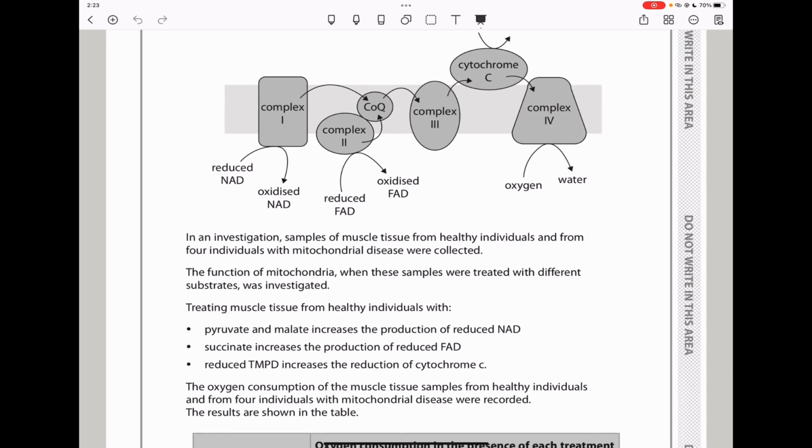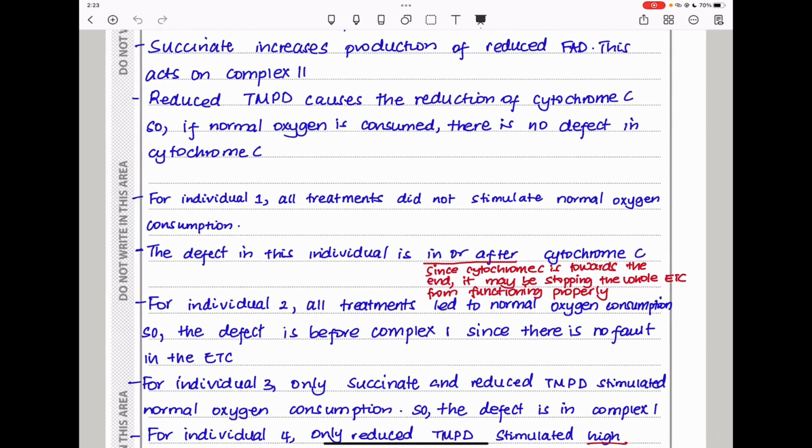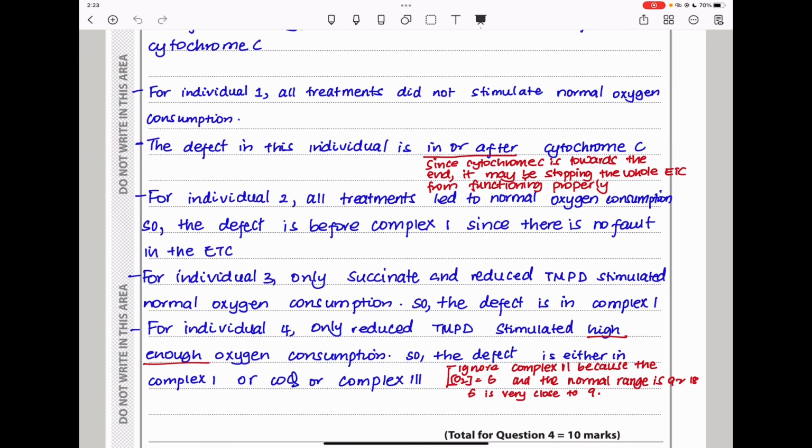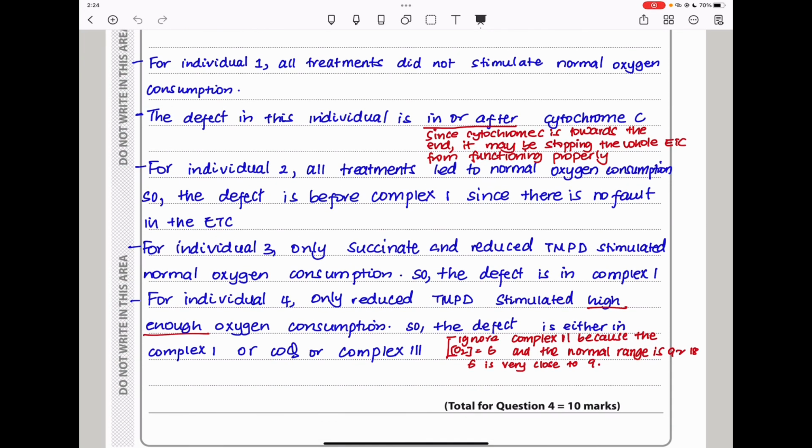So let's move on back to where we were. Let's get to individual 2. So for individual 2, all treatments lead to normal oxygen consumption, so that effect is before complex 1, since there is no fault in the ETC. So this person has mitochondrial disease, yet the ETC is okay. It means the problem is before the electron transport chain, or before complex 1 of the ETC.